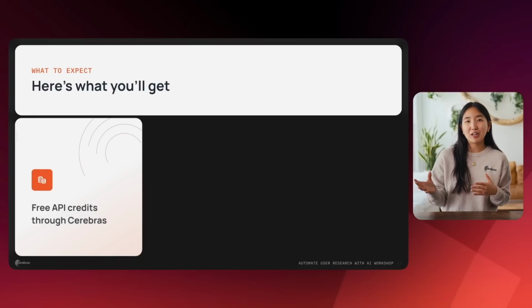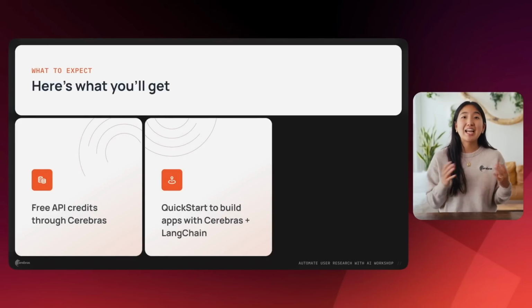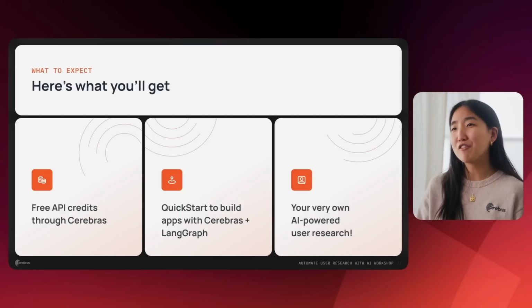By the end of this workshop, you'll have your very own working user research system that can compress weeks of work into minutes. We have a complete code notebook for you to follow along with, and you'll be able to keep experimenting and building even after today's workshop's over. Before we get started, let's go over what you'll get out of this workshop. Free API credits for Cerebras, a complete quick start guide to build apps with Cerebras, LangChain, and LangGraph, and your very own functional AI user research system that you can customize.